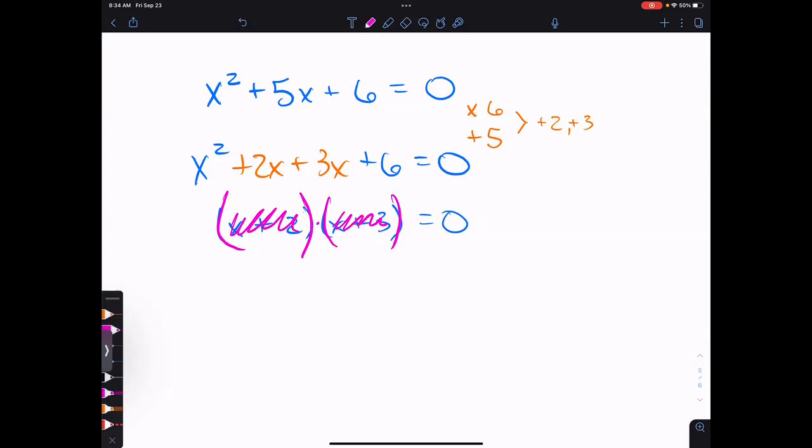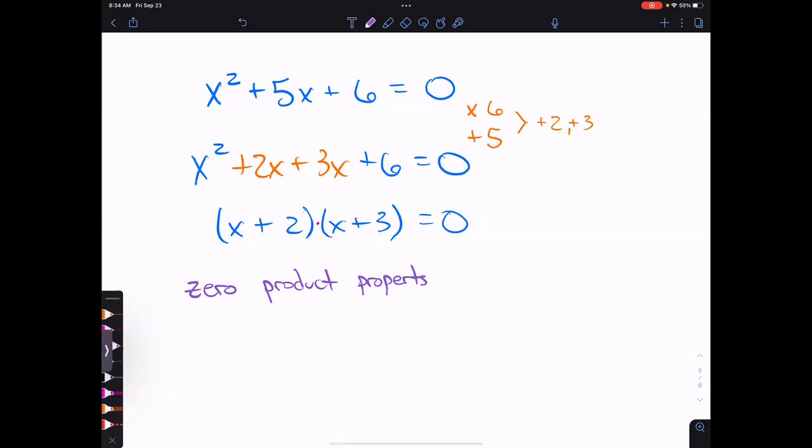If they're both positive, you get positive. If both negative, you get positive. The only way to get 0 is if one of them was 0 in the first place, right? Because that's how 0 works. So that's why we can do what Emily suggested and split these up using a thing that we call the zero product property. If A times B equals 0, then A is 0 or B is 0, right? That's the only possibility.